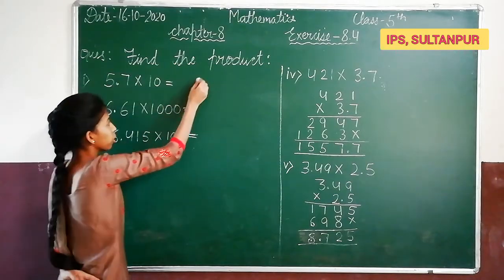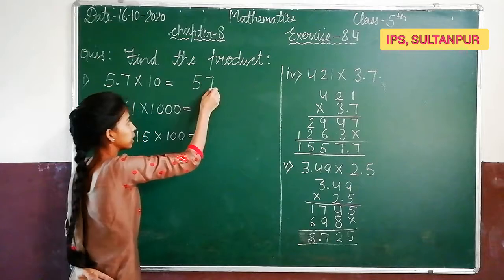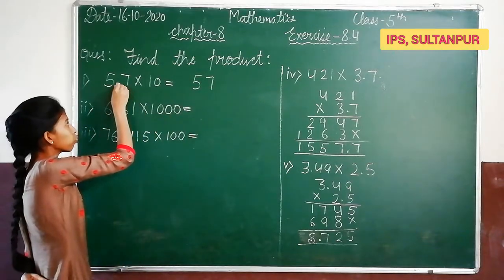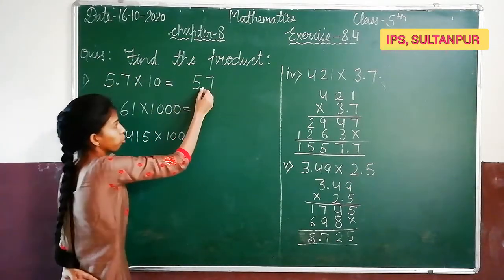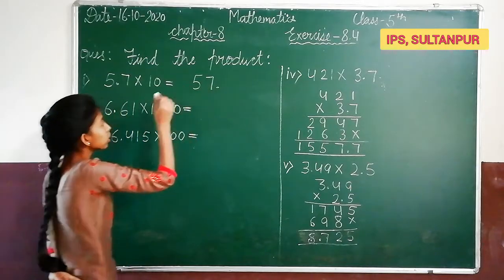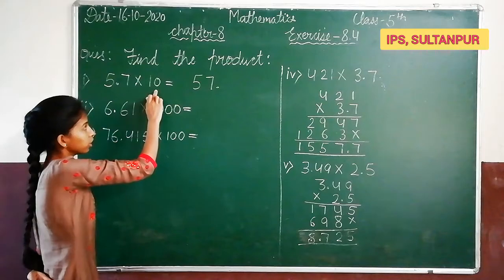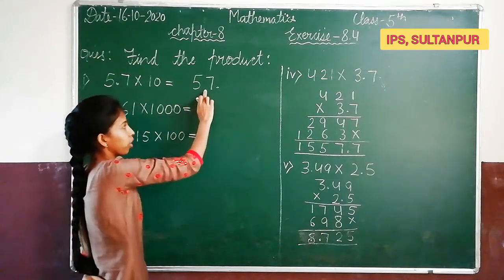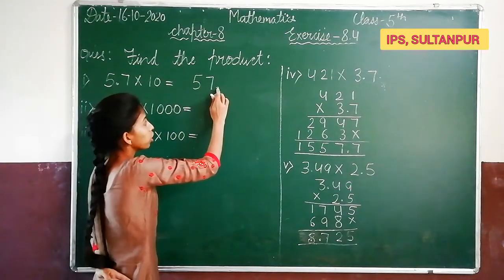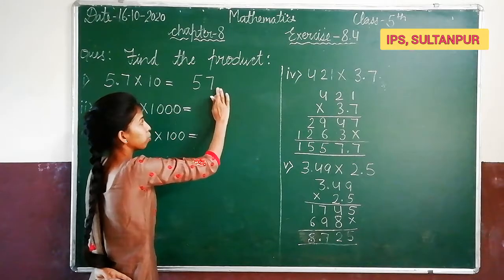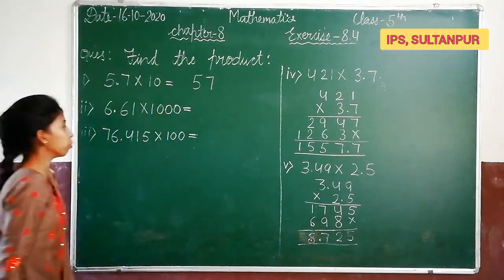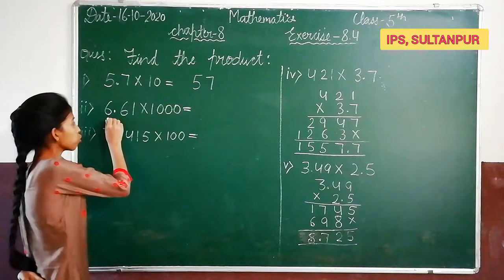So we will write this number 57 as it is, and the decimal will shift from here to here, because the decimal shifts according to the number of zeros. Only one zero is here, so the decimal will shift after one digit. There is no other number, so we can't put the decimal here. So the answer will be 57.